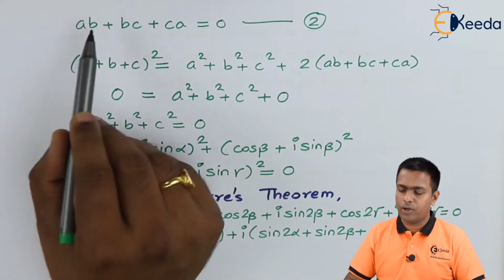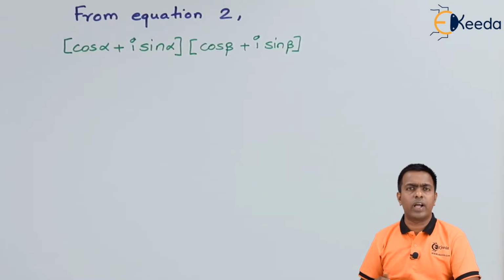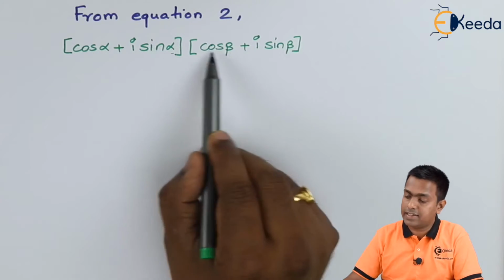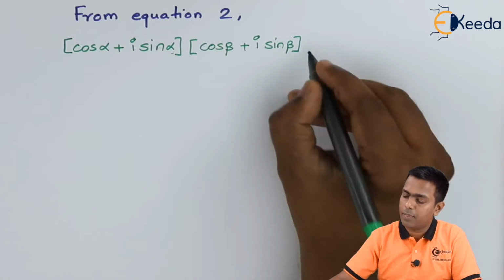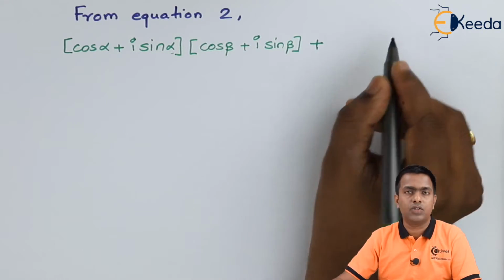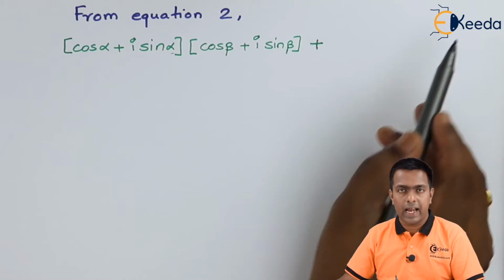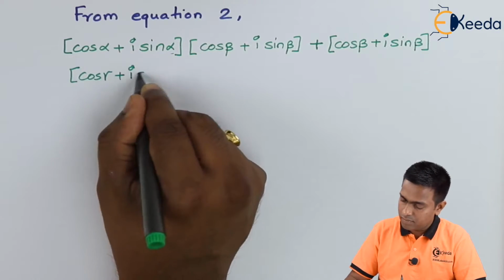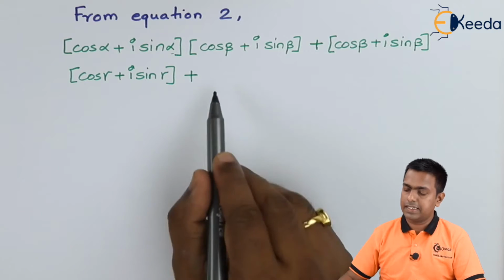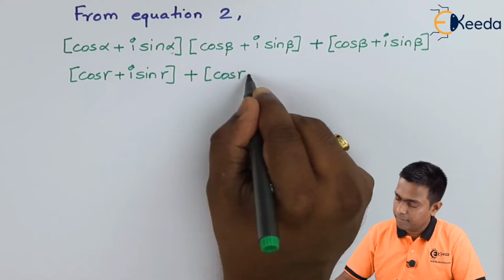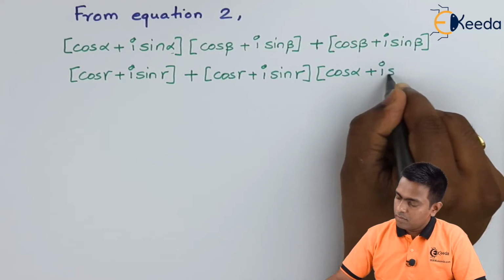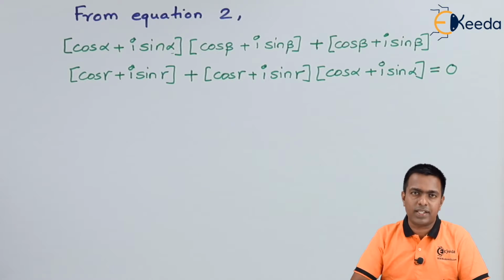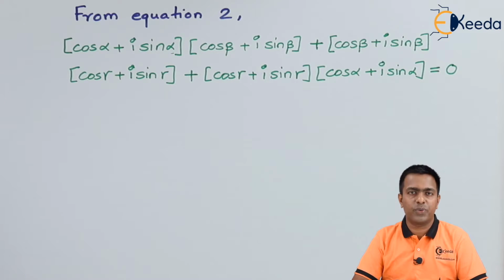So let's substitute the value of A, B and C over here. So guys, here I am multiplying these 2 brackets. So this is the value of A and this is the value of B. So I got AB plus BC. So now I'll substitute the value of B and C here, plus CA, equal to 0. So I substituted the complex numbers in the equation number 2.